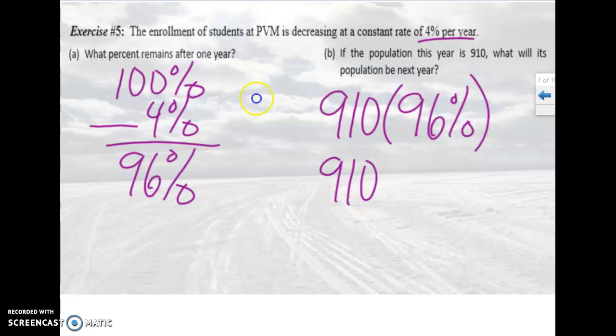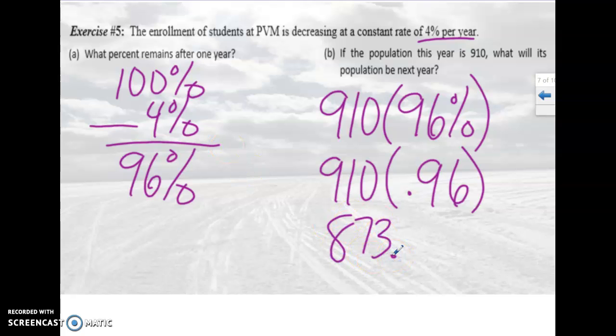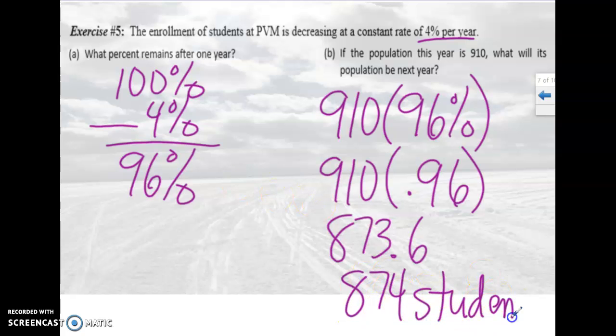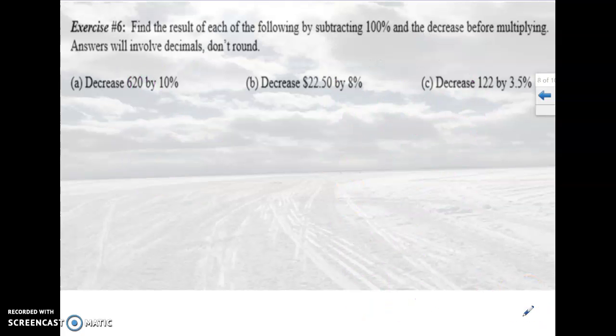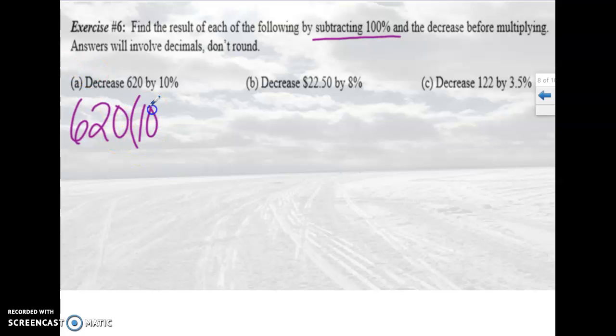So again, when we do this, we change it to a decimal. Move it 2 times, you put it in your calculator, and you get 873.6, which we don't really want to have 0.6 of a student. Let's round up and say 874 students will be here in Central Square next year. Actions say it all, subtracting the percent from 100. Then multiplying. So if we start with 620, the initial amount, we're going to do 100% minus 10%.